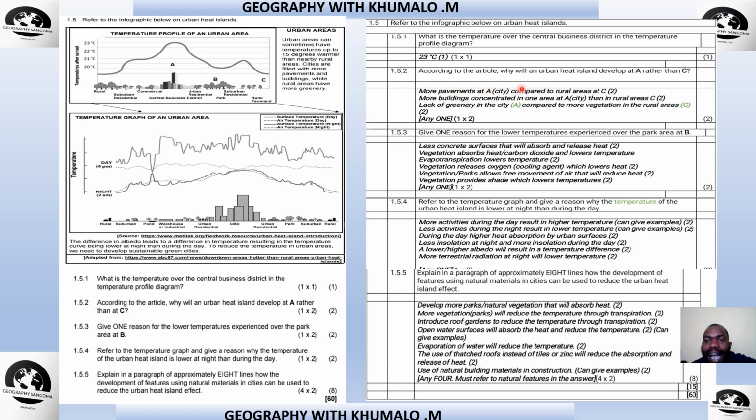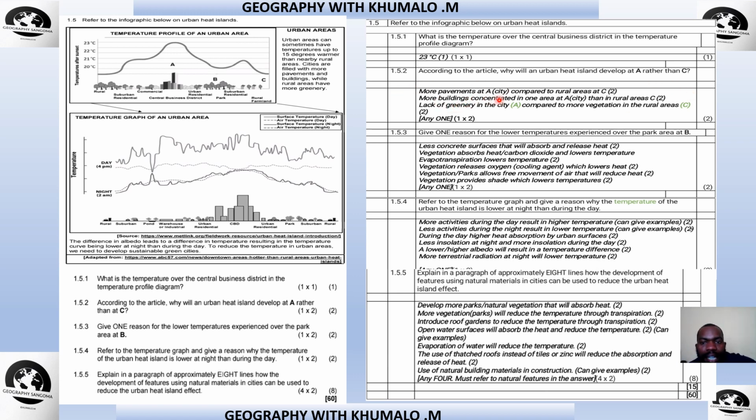1.5.2: according to the article, why will an urban heat island develop at A rather than C? Now, why will it develop here at A, and not develop here at C? Remember the elements that I have taught you. There is the CBD at A, and at C it's more like rural areas. Yes, it's written rural areas there at C. Now, according to the article, why will the urban heat island develop at A rather than C?